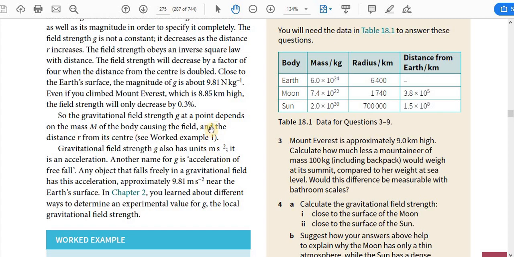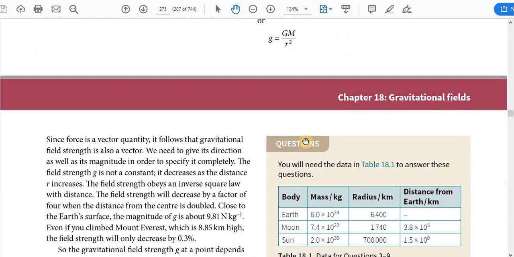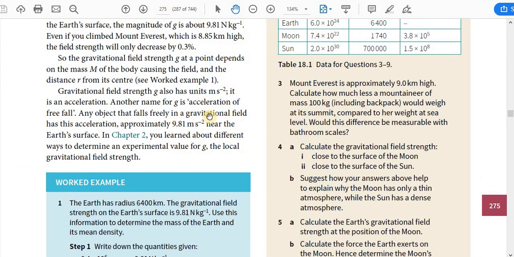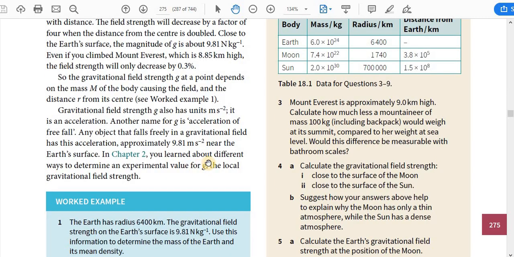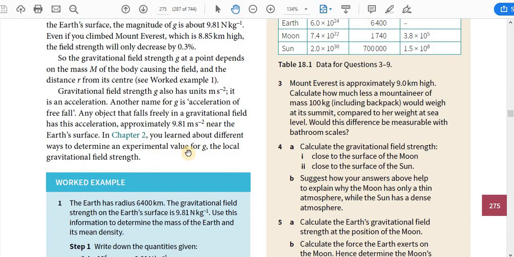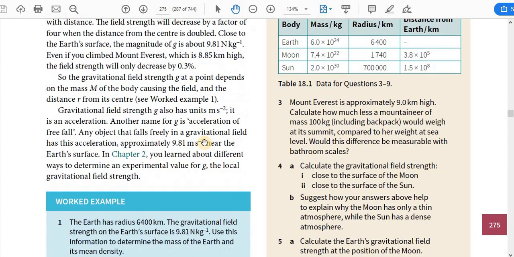Okay, so you can see from this equation, gravitational field strength G depends on M as well as R. If it's from the moon and a stone, it will be different compared to earth and a stone. So the gravitational field strength G at a point depends on the mass m of the body causing the field and the distance r from its center. See worked example 1.